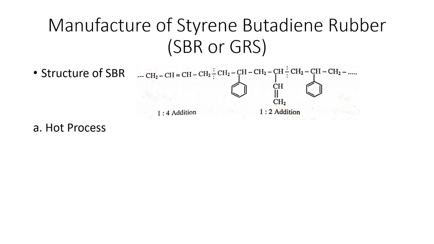A modifier such as dodecyl mercaptan is also added and the reaction mixture is heated to 50 degrees Celsius under pressure. When 70% monomers have been consumed, inhibitors such as hydroquinone are added. The polymerization is controlled by varying proportion of catalyst, modifier, and inhibitor. Polymer so formed is in the emulsion form. The unreacted butadiene and styrene are removed by distillation under reduced pressure. This gives the purified latex.